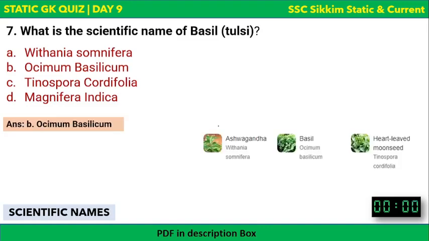The correct answer is Ocimum basilicum. Basil was already there in this name. And the other names: Withania somnifera is the scientific name of ashwagandha, which we know. Ocimum basilicum, we just saw that it's the scientific name of basil. Tinospora cordifolia is the scientific name of heart-leaved moonseed.